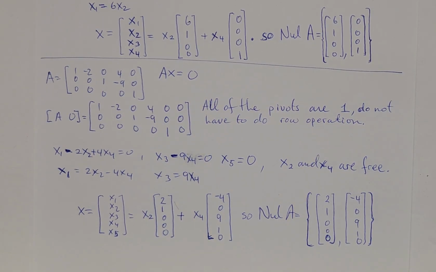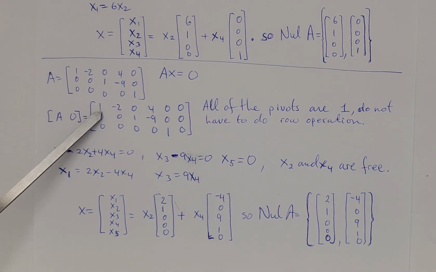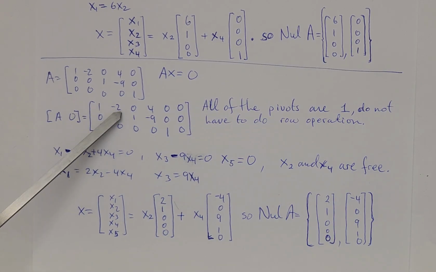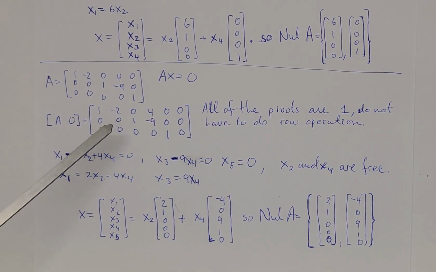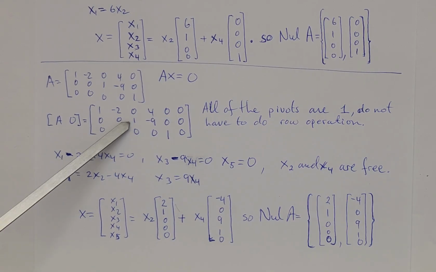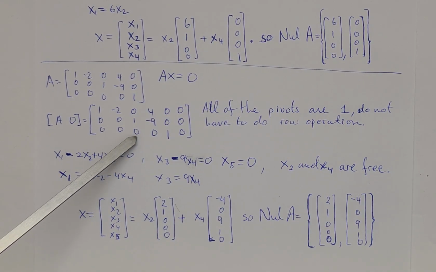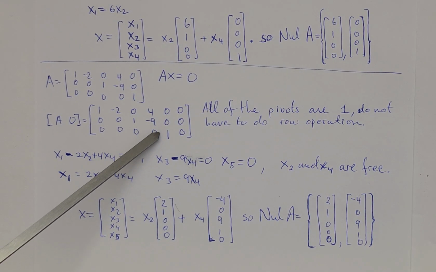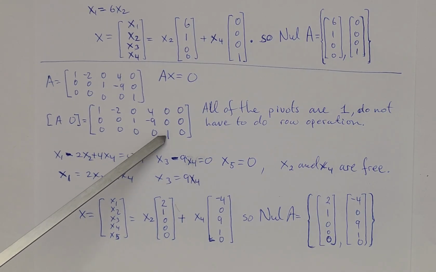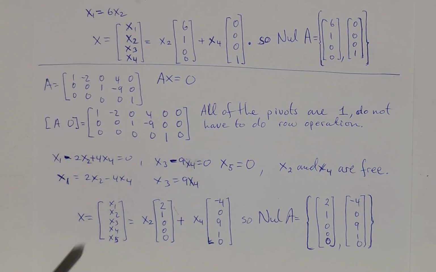One more time. This spot is already solved, so we leave it alone. This spot, there's nothing, so we leave it alone. This spot is already solved, we leave it alone. This spot, there's nothing, we leave it alone. This spot is already solved, so we leave it alone. So in this situation, all of this is already solved, so there's no need to do row operations. Now we just list out our terms.